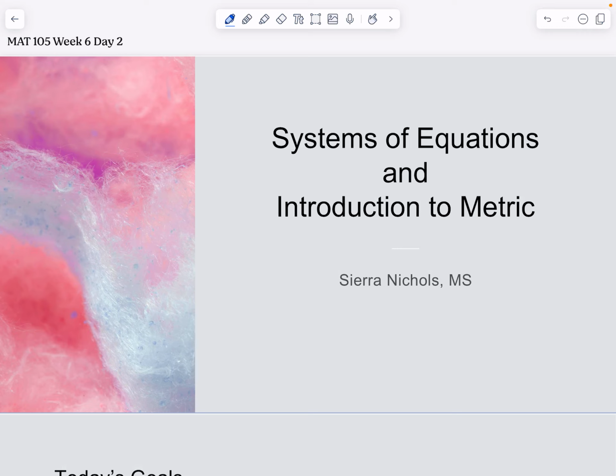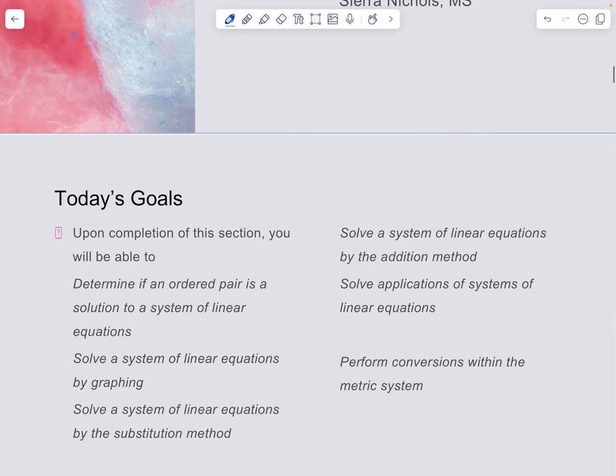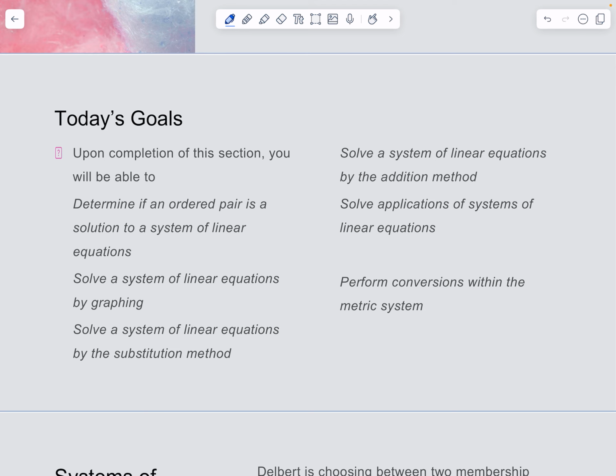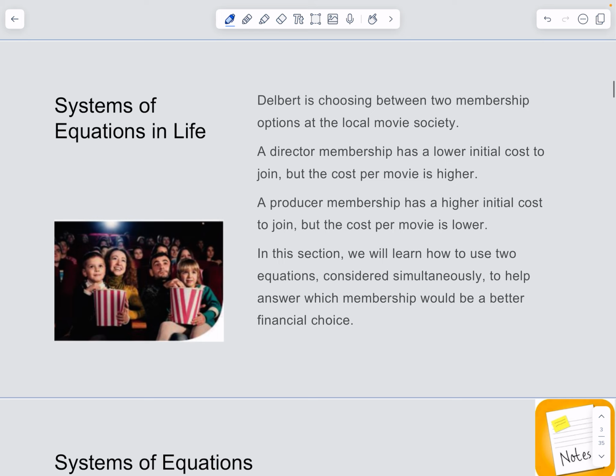Okay, let's start with systems of equations and introduction to the metric system. Today we're going to determine if an ordered pair is a solution to a system of equations, solve a system by graphing, substitution, and elimination, and then solve applications using systems of equations, and then we will start our metric chapter. So, to give it meaning, Delbert is choosing between two membership options at the local movie society.